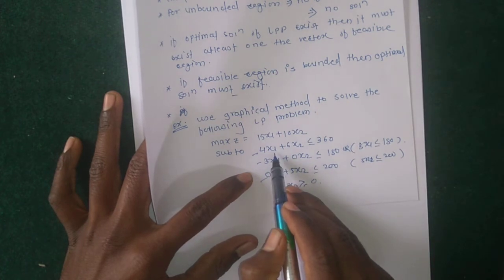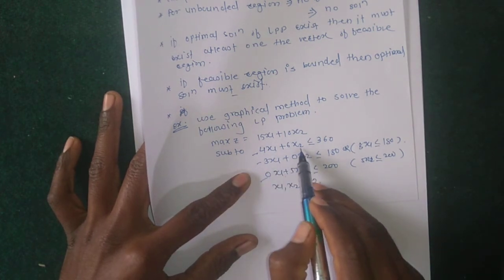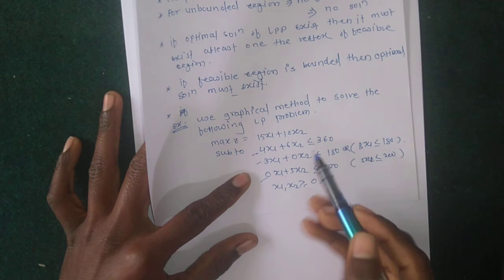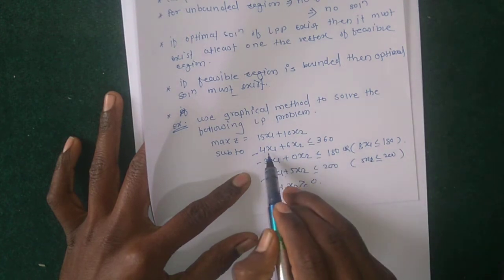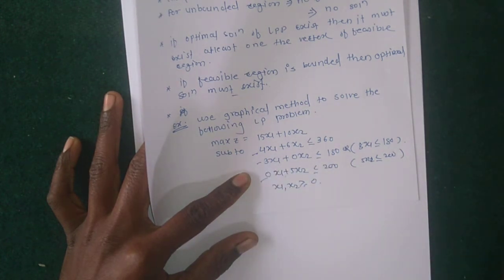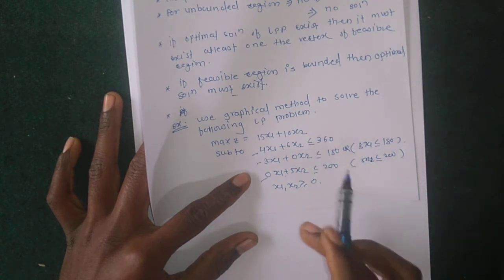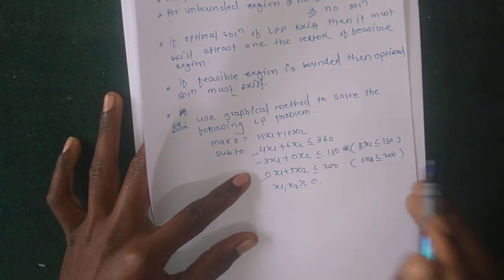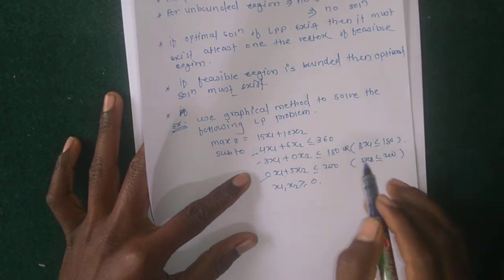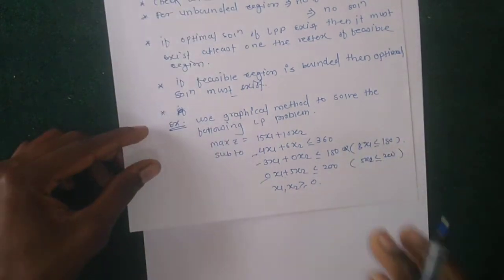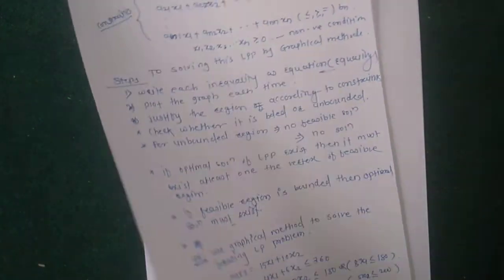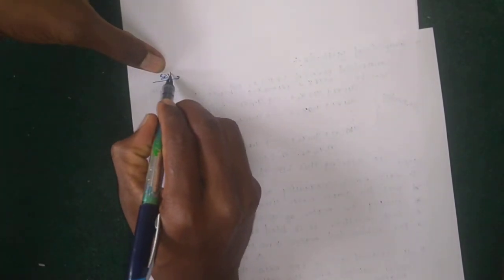Firstly, put x1 is equal to 0, then find the value of x2. The x2 value is 60. Similarly, put x2 is equal to 0, then the value of x1 is 90. Join the points (0, 60) and (90, 0) by plotting them in the graph and joining them. So here is the solution of this LPP by the graphical method.